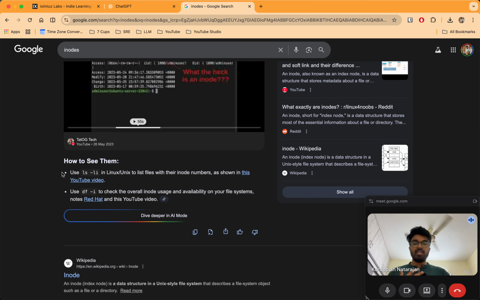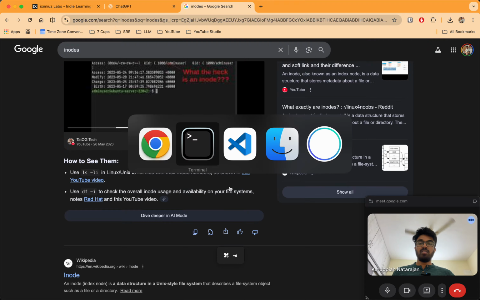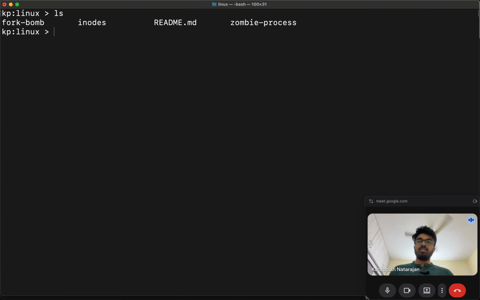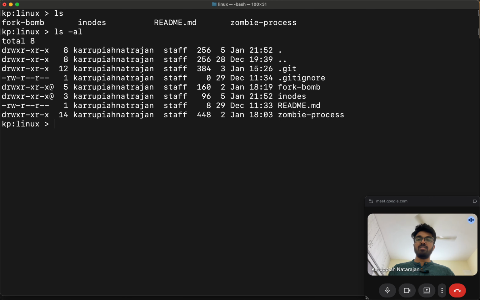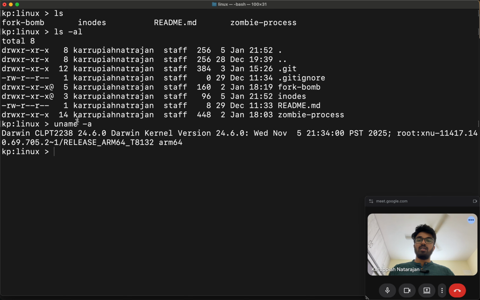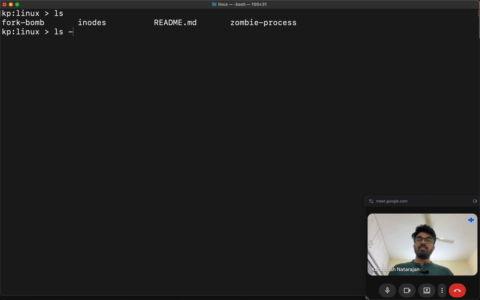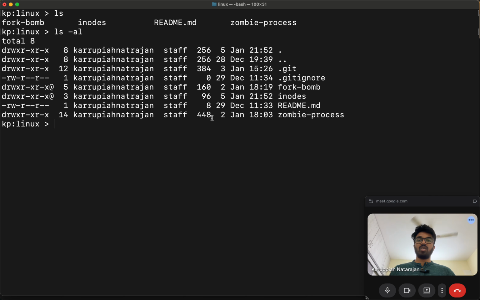So how do you see the inodes? You can see them by using the df -i command or the ls -i command, right? So in Linux or Unix, you can use this. Let me show you. Let's say this is my directory. As you can see here, this is a directory called Linux. Interestingly, I'm on Darwin, by the way. It's not a Linux machine, it's a Darwin machine, macOS. So if you simply do ls -al, or ls -l also works, the a will show you even the hidden directories.